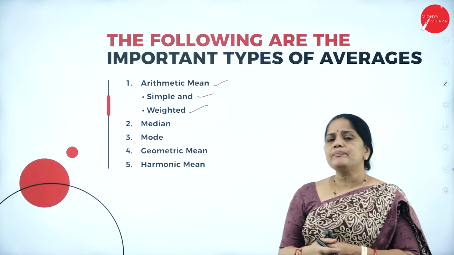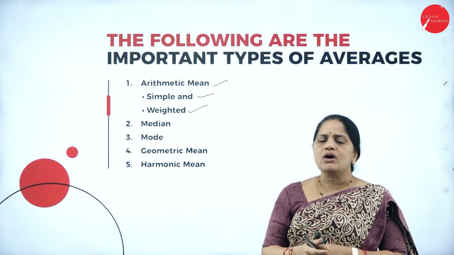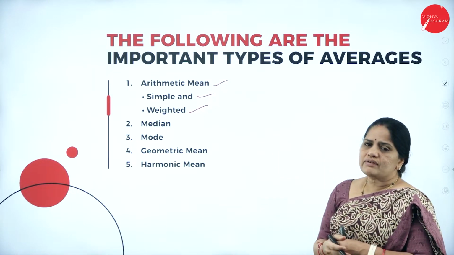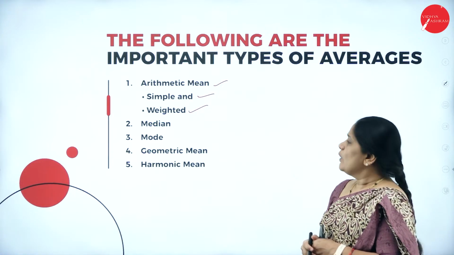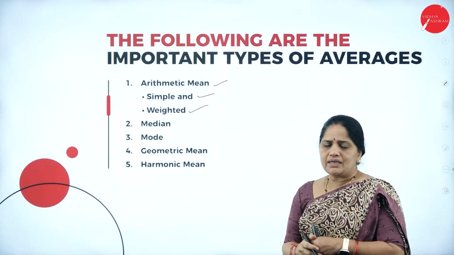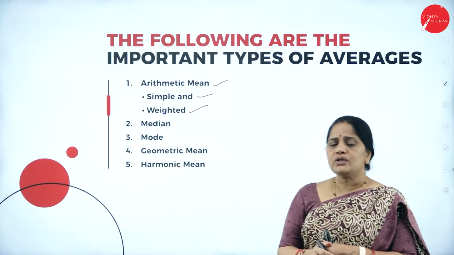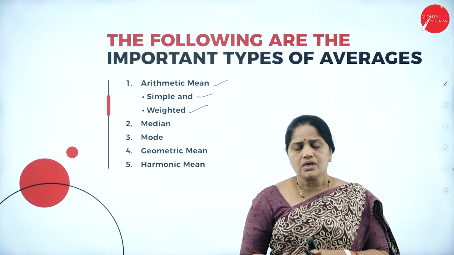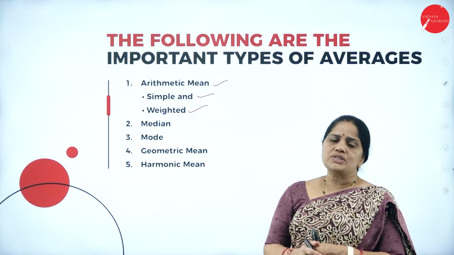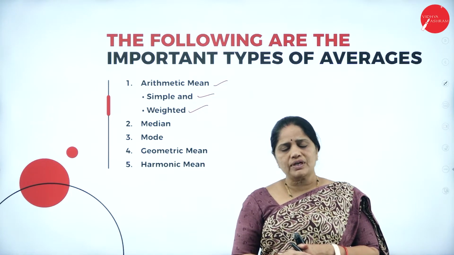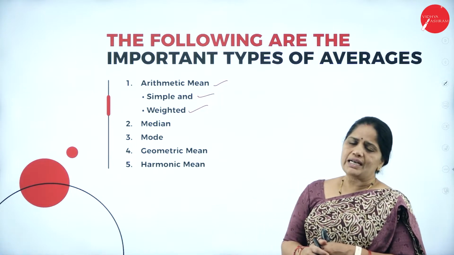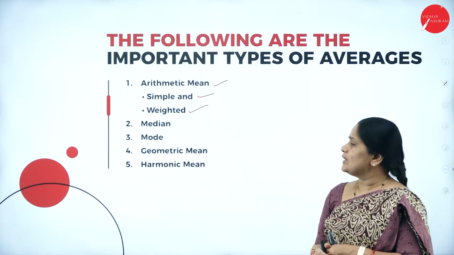Now what is the simple mean? You just add up all the values given and divide by the number of values, and we get the simple mean. Whereas the weighted mean represents the weights given to each of the values. So along with the values we are given the weights or frequencies, and based on the importance given to the values, we are able to calculate the weighted mean.